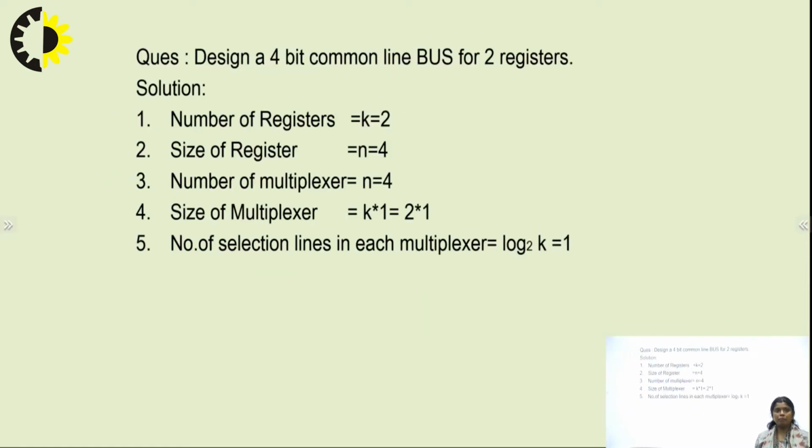This is a simple example I have taken, a 4-bit common line bus for 2 registers. Here the n value is 4 and the k value is 2.